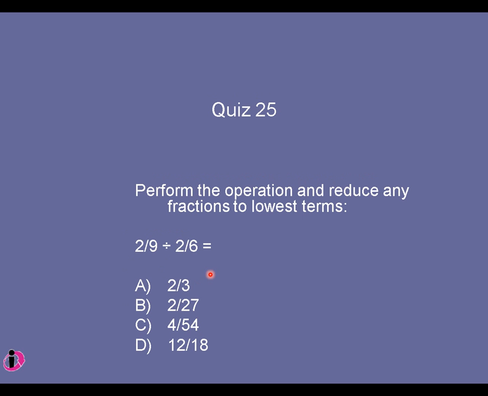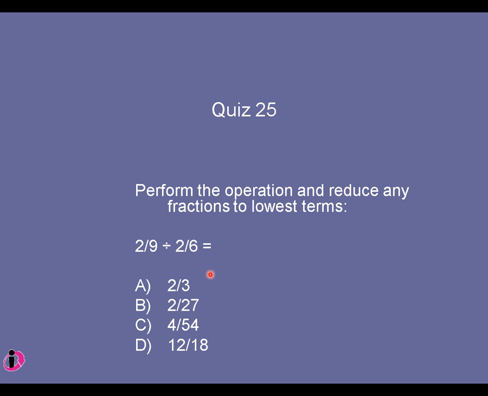Okay. Division is nothing but a multiplication, right? Just flip the second number. How much do you get? 2 over 9 multiplication 6 by 2, right? So this is going to be what? 2 over 9 multiplication, I flip the second number.